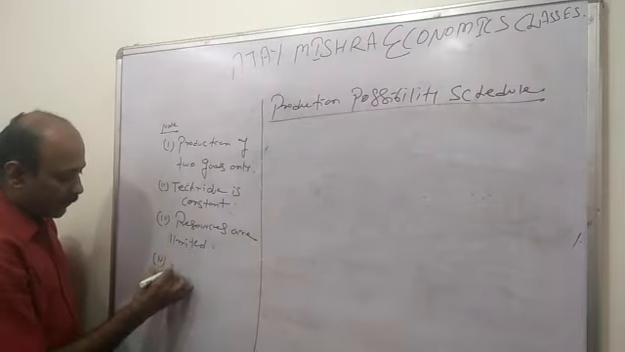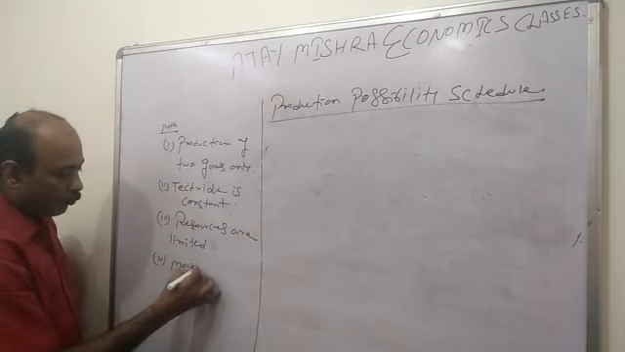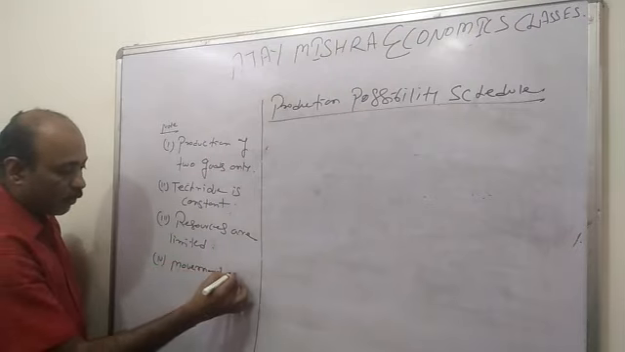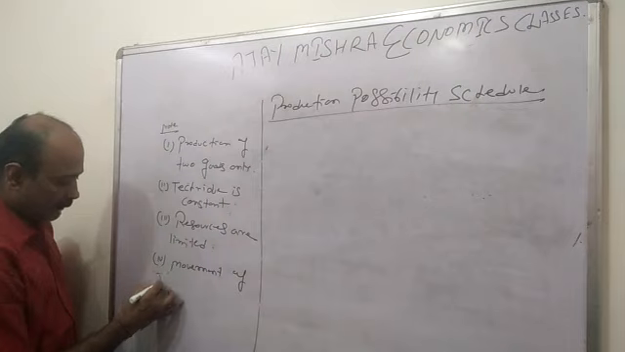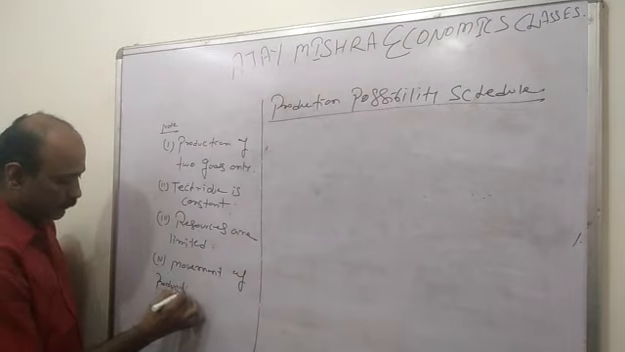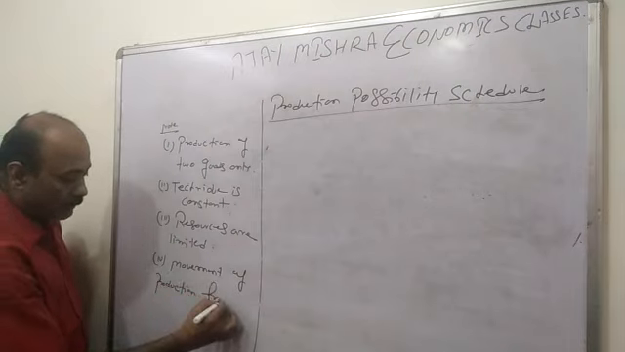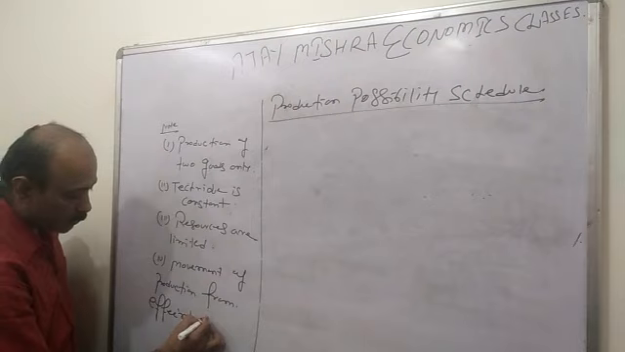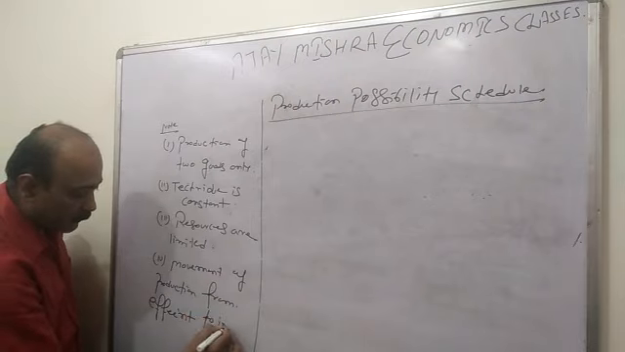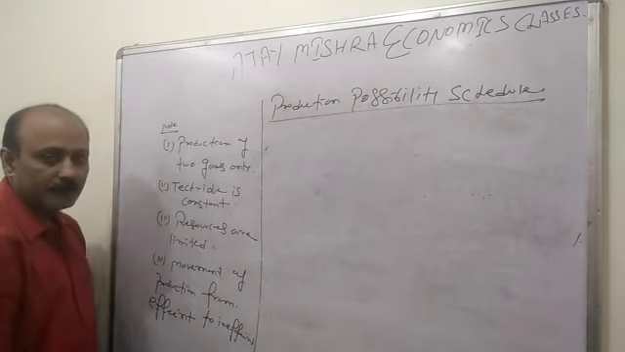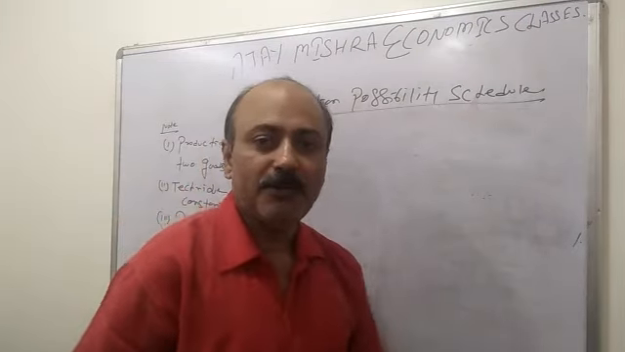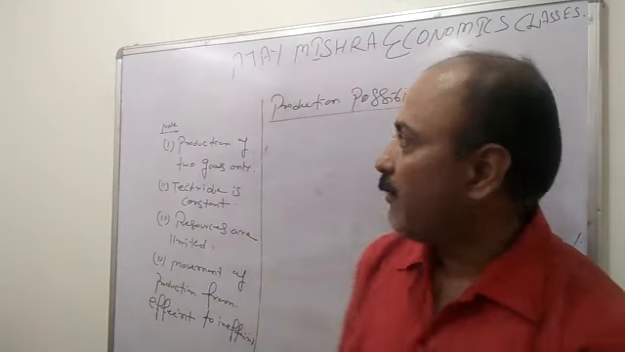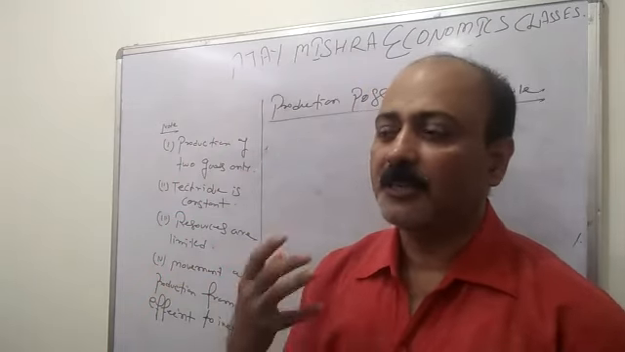Resources are limited. Fourth point is a movement of production from efficient to inefficient. This is the fourth point we need to understand when we draw the production possibility curve.